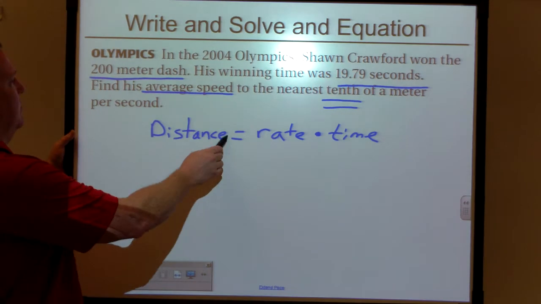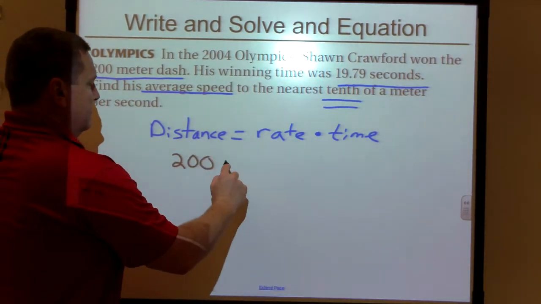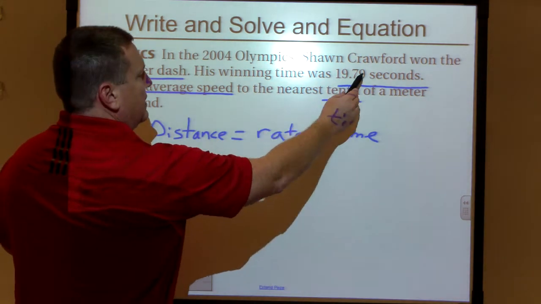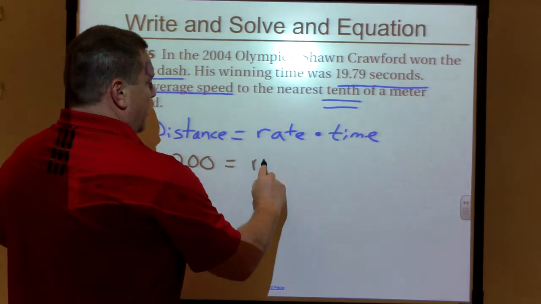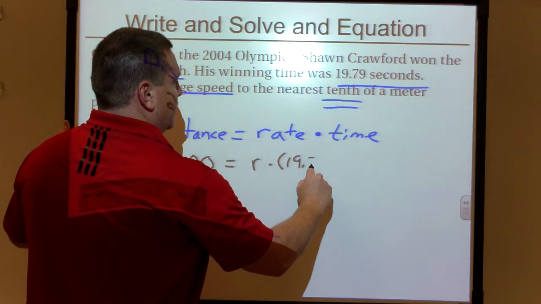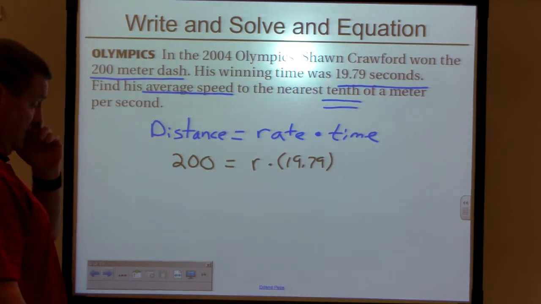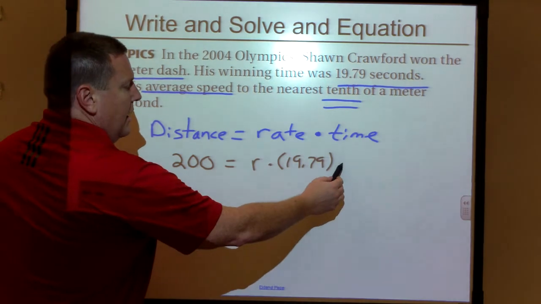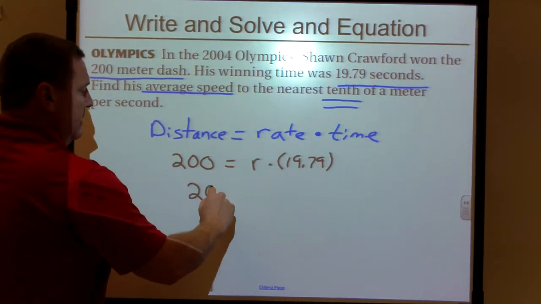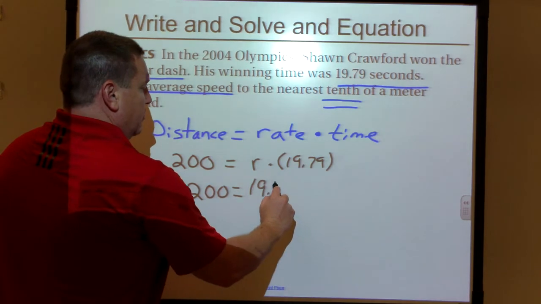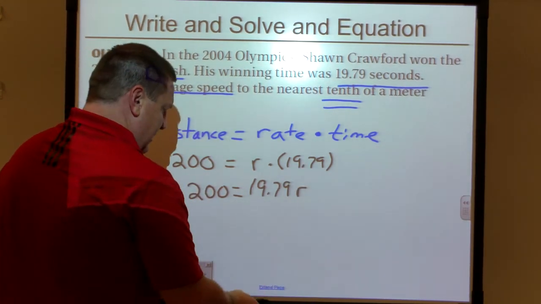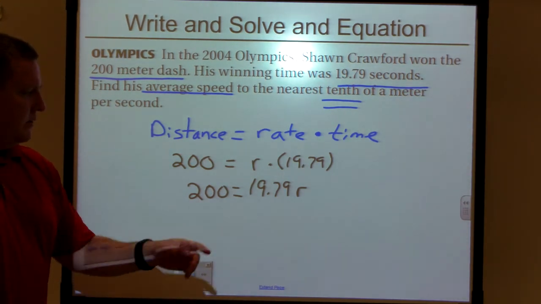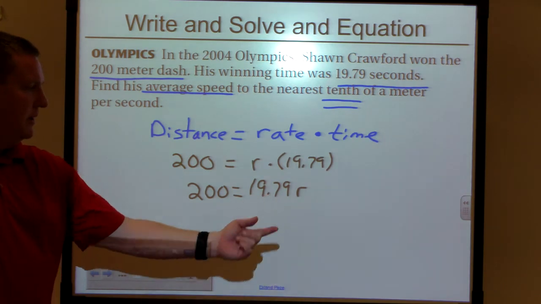So distance we're going to substitute with 200. The rate is what we're actually looking for, and the time is 19.79. So R times 19.79. And I'm going to go ahead and rewrite that the other way around, because in algebra we like to have our variables behind and our coefficients up front. So 200 is going to equal 19.79R, and that's representing our commutative property of multiplication. In order to solve this multiplication, we're going to use the inverse property of division.